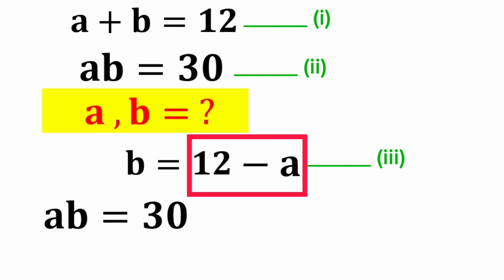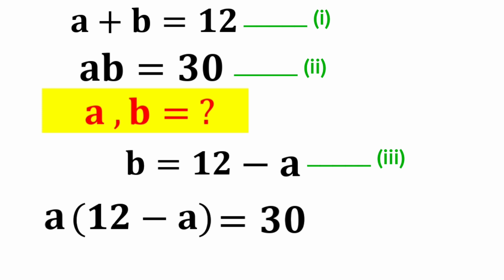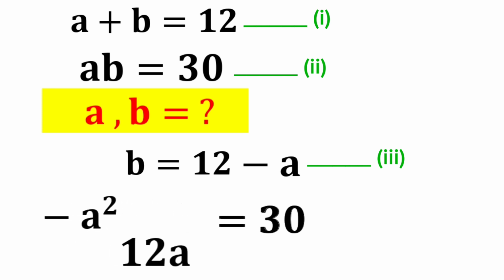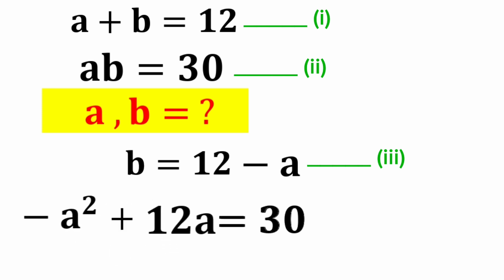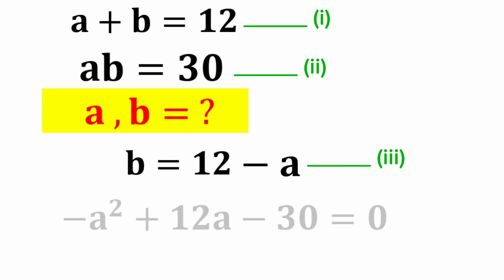But remember that b is equal to 12 minus a. I substitute this value here. So it will be a times b, which is 12 minus a, is equal to 30. Then this is 12a, minus a times a, this is a squared, is equal to 30. So we have found a nice quadratic equation which is minus a squared plus 12a minus 30 is equal to 0.